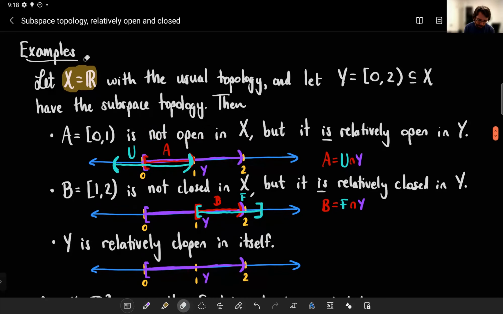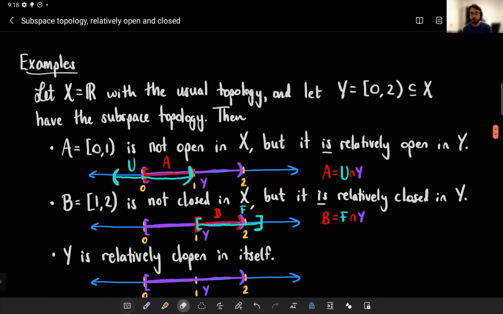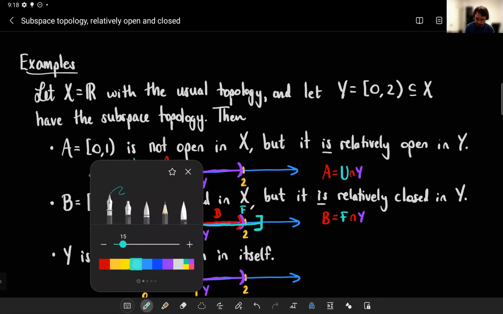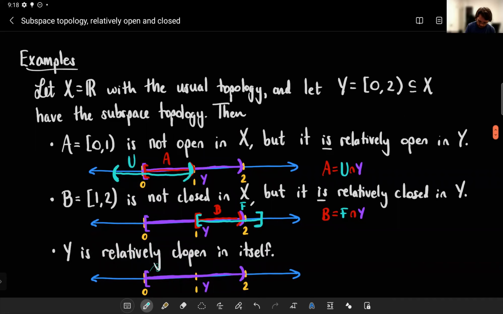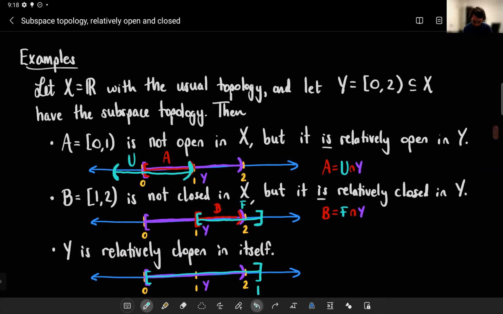Another weird thing, you can always say that your subspace is clopen in itself. So it's both relatively closed in itself and relatively open in itself for, you know, similar reasons. Let's use teal again. I could say it's relatively closed because, hey, look, it's this set F intersected with Y, and F is definitely a closed interval in the real number line. But it's also an open set in the real number line intersected with Y. So that's always going to work. Your subspace is always clopen, relatively clopen in itself.